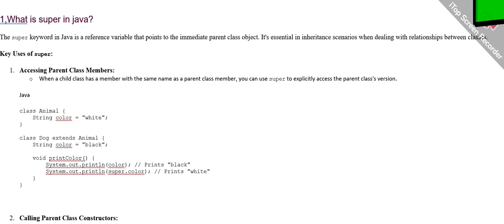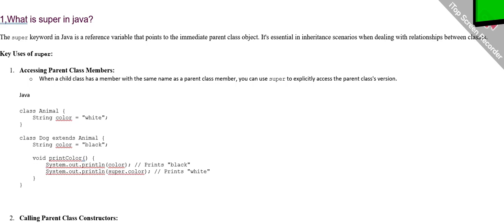void printColor(). System.out.println(color); // prints black. System.out.println(super.color); // prints white.